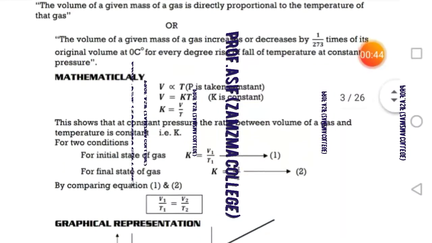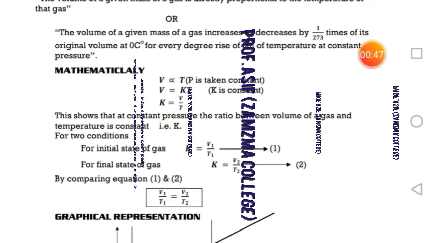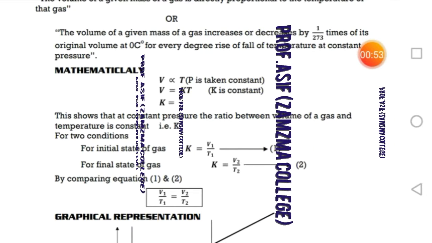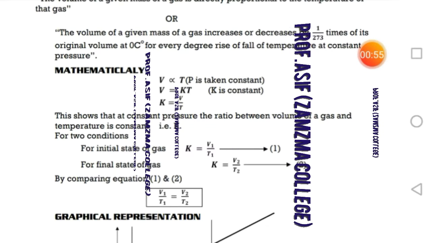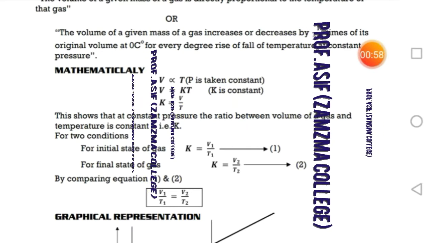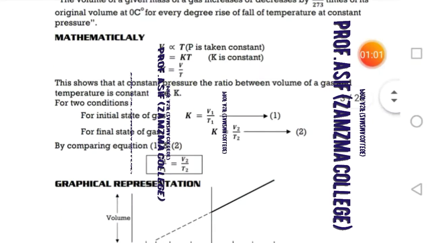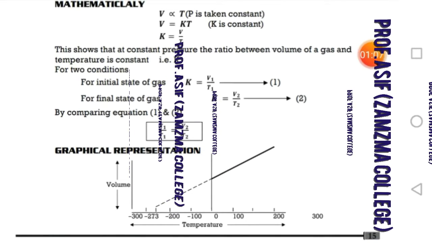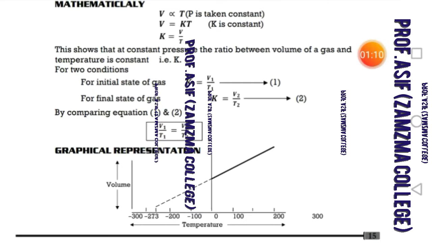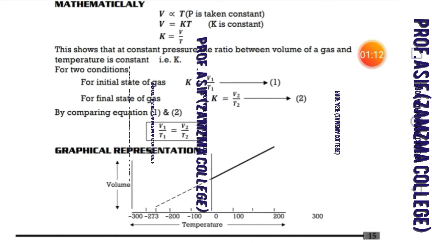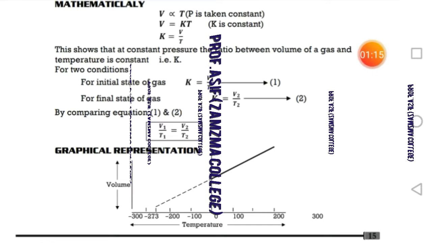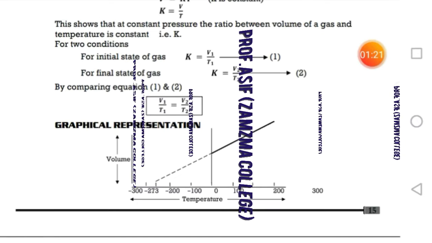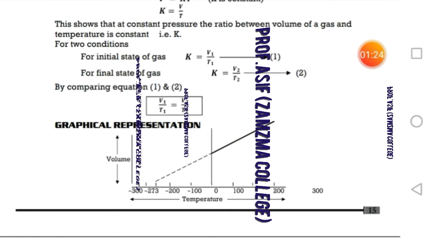You can observe the mathematical relationship, and finally see V is equal to K T, meaning the ratio between volume and temperature is always constant, which is K, and the final equation V1 upon T1 equals V2 upon T2 can be finalized. If you draw a graph between volume and temperature of a gas, then you will get a straight line. When you extrapolate it, it will intersect on the negative side at the value 273.